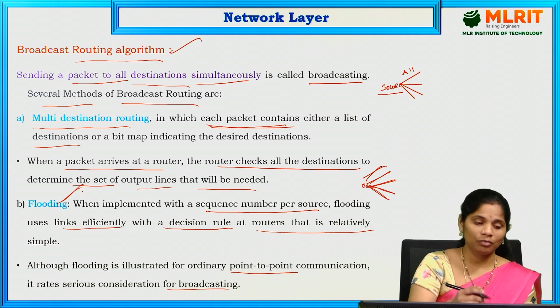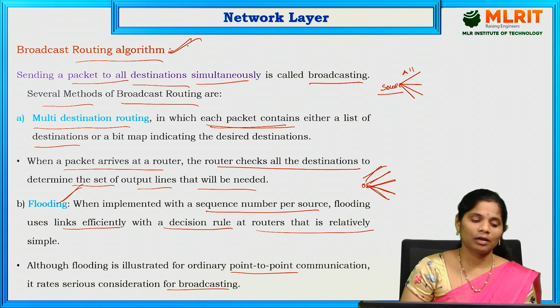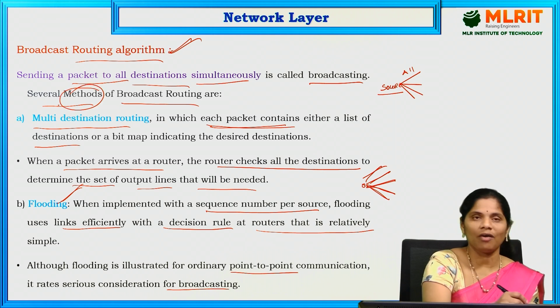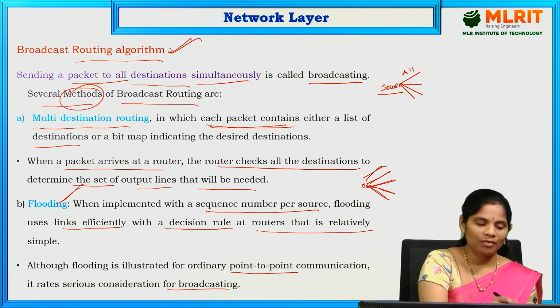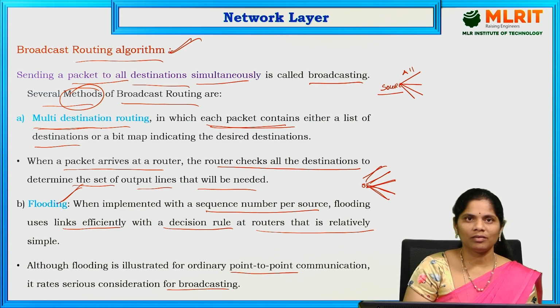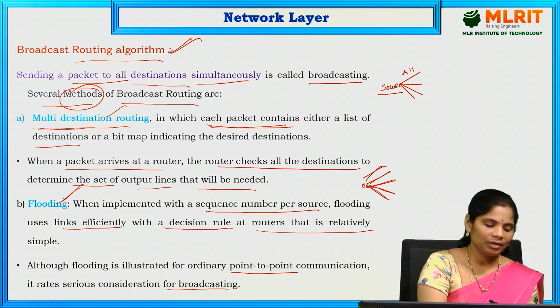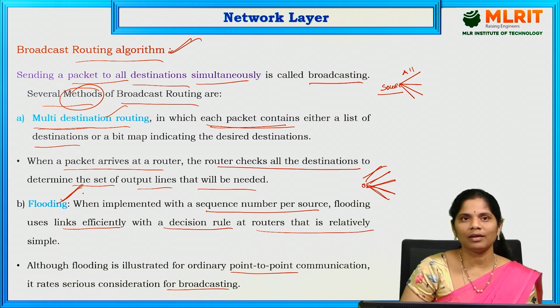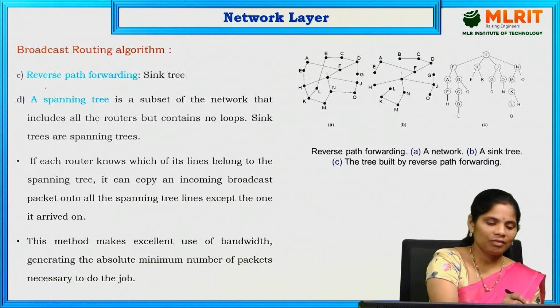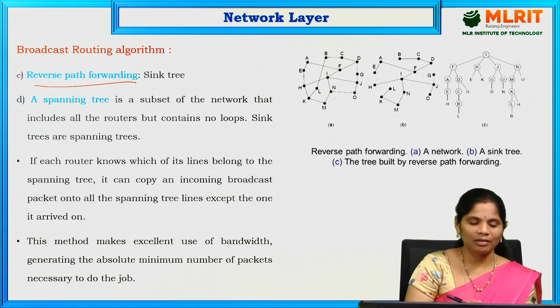These are all the several methods of the broadcast routing algorithm. The first one is multi-destination: you can send to multiple destinations at a time. The second one is flooding, where we send the data simultaneously. And the next one is reverse path forwarding, which is based on the sink tree.